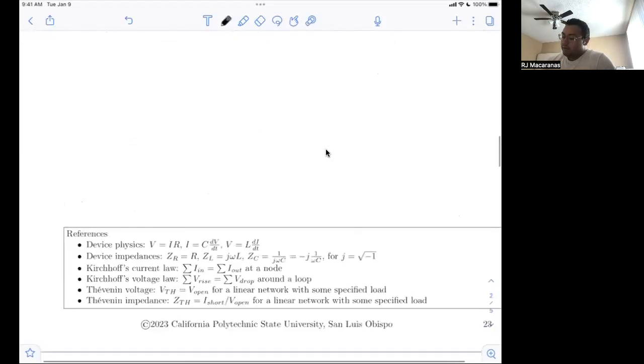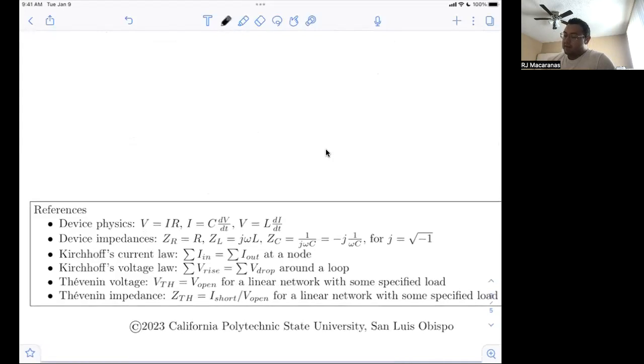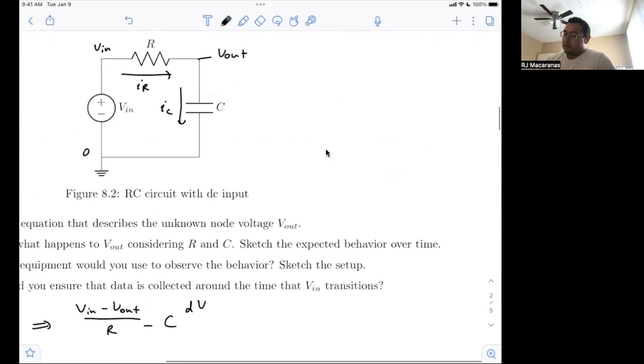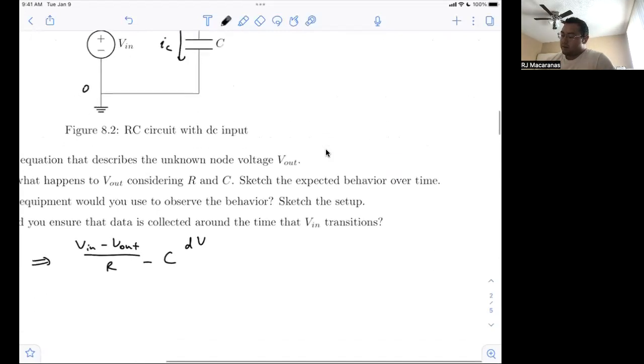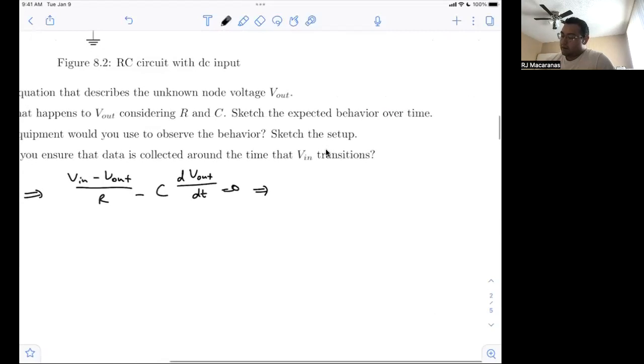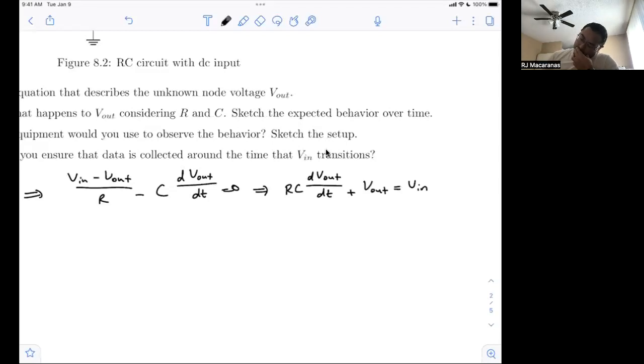And what is IC? So if you forget the device physics, the current through a capacitor is given by the capacitance times the derivative of the voltage across that capacitor over time. So we do C dV, and the voltage across the capacitor here is V out minus 0. So it's just V out dt equal to 0. And if we were to rewrite this again, we've got RC dV out by dt plus V out is equal to V in. So I multiply by R and I move the V out terms to the right-hand side.